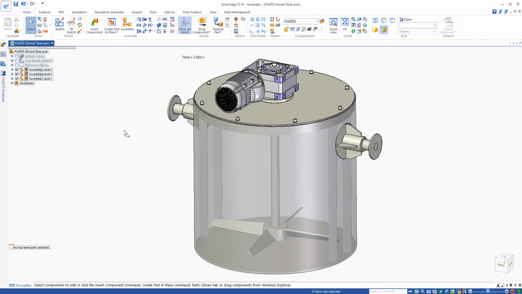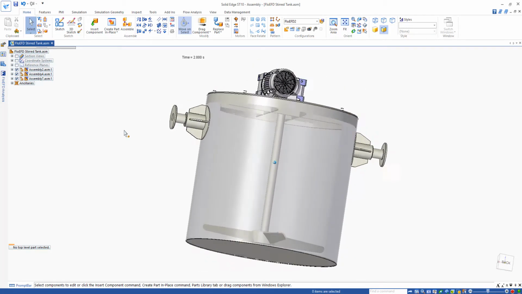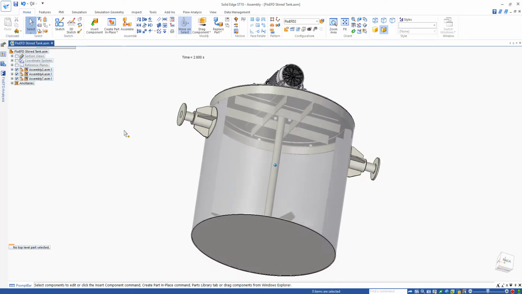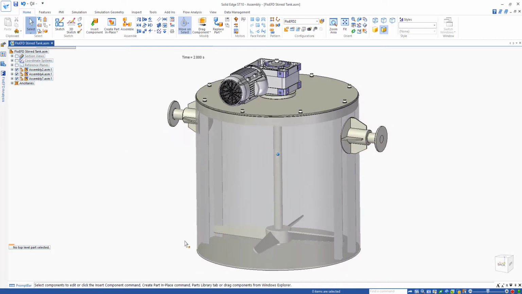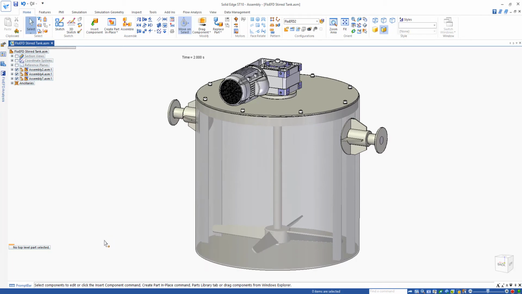Hello and welcome to this demonstration of FLOEFD for Solid Edge. Today we're going to be looking at a stirred tank example where we have some paddles at the bottom with a motor to rotate that, and we'd like to understand what the mixing efficiency of the two fluids within this tank is going to be.